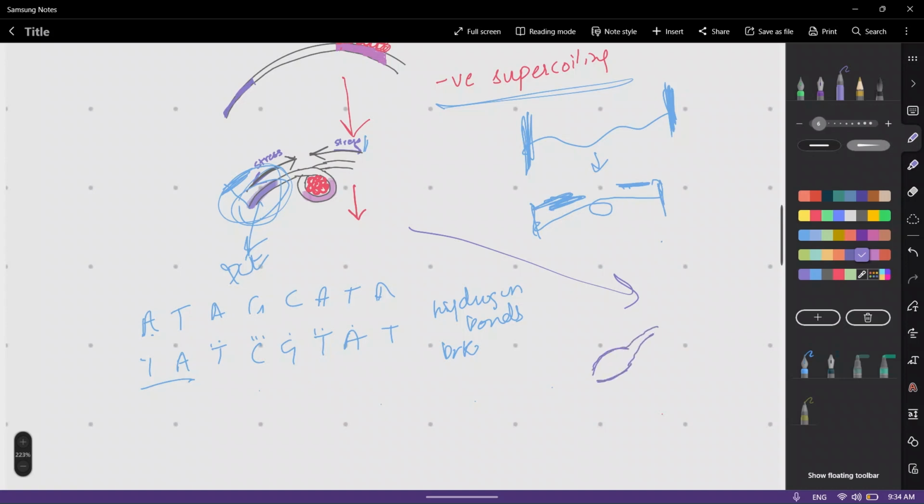Like, this was your DNA, and it goes like this and this. I don't use the stylus a lot, so I'm really bad at using it, so bear with me. So this is the DNA element, and because of the stress created here, this is your dsDNA. Here the hydrogen bonds have snapped. Because of this, there is this open complex formation, the opening that we talked about before.